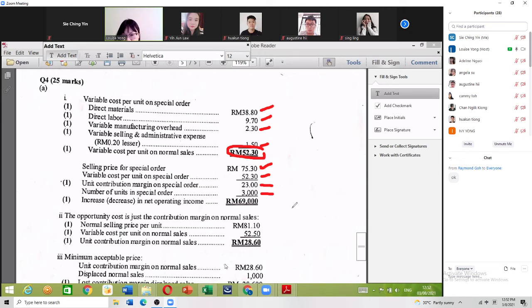So the company profit increased by $69,000. This is an increase in net operating income. Okay, so part A is very simple: if you accept these 3,000 units, how much will the company earn? They give you the selling price, so you find the variable cost, then multiply by 3,000 units. This is not difficult if you understand the question.